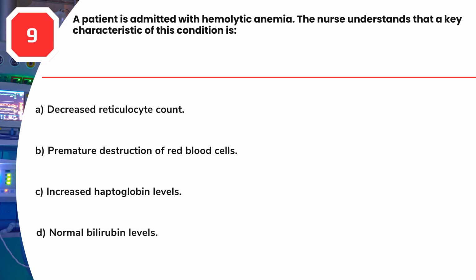Question 9. A patient is admitted with hemolytic anemia. The nurse understands that a key characteristic of this condition is A. Decreased red blood cell count. B. Premature destruction of red blood cells. C. Increased haptoglobin levels. D. Normal bilirubin levels.